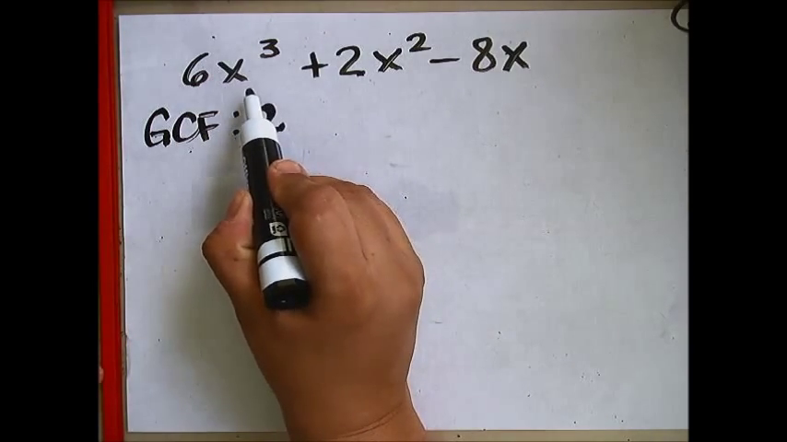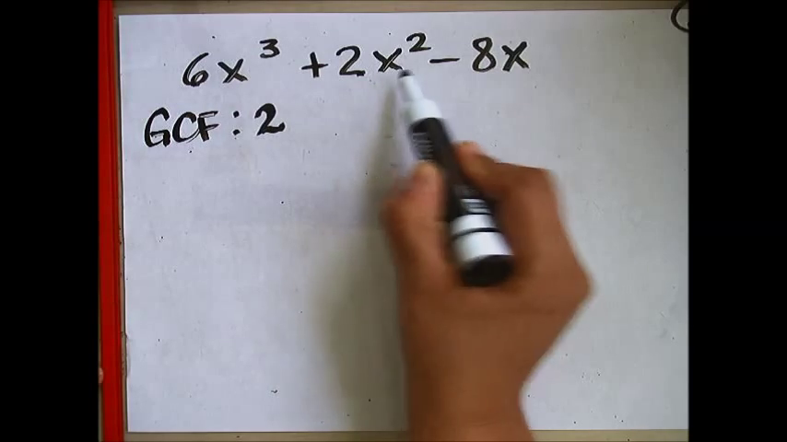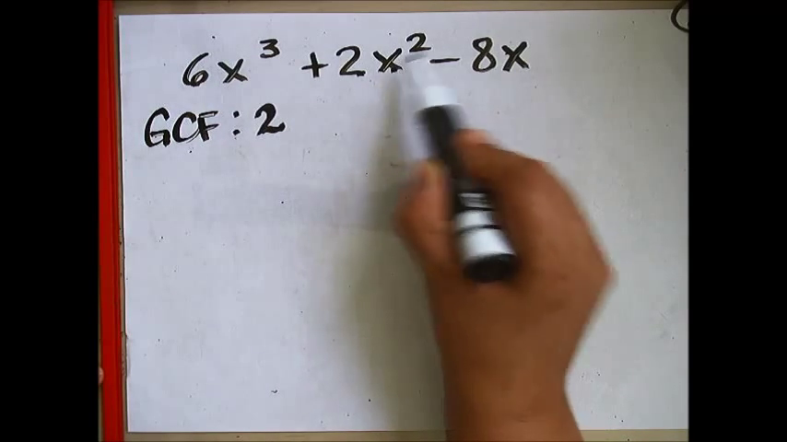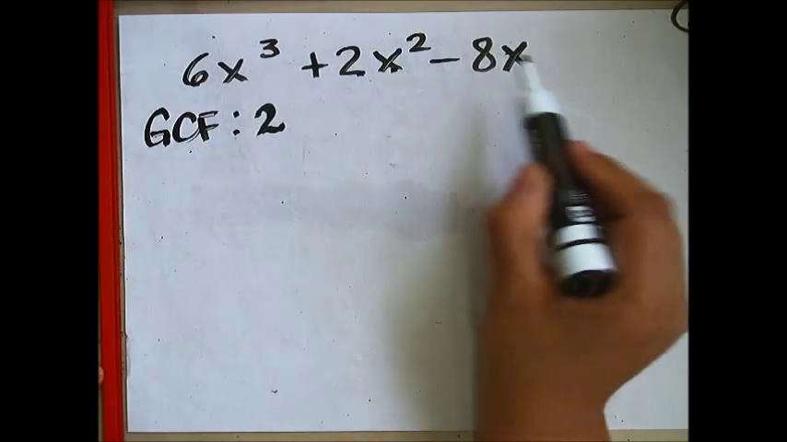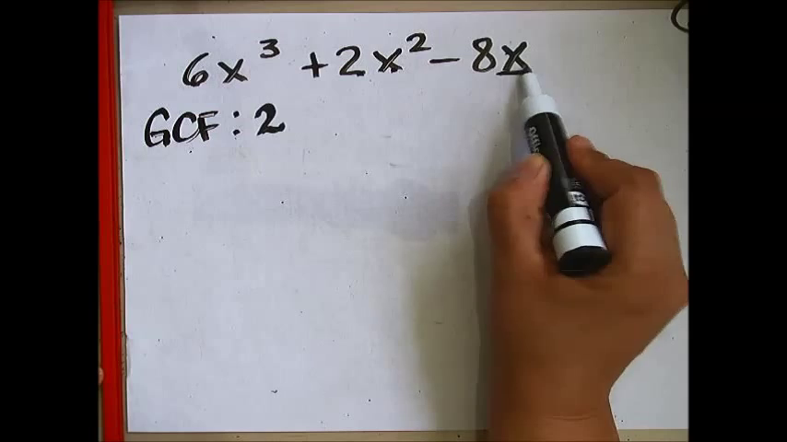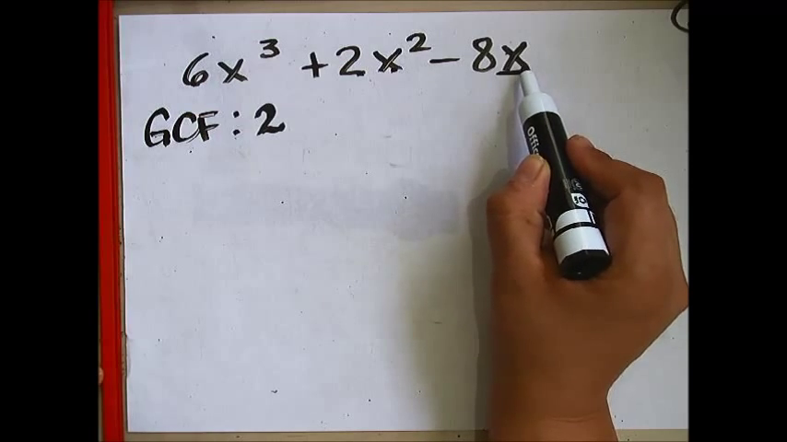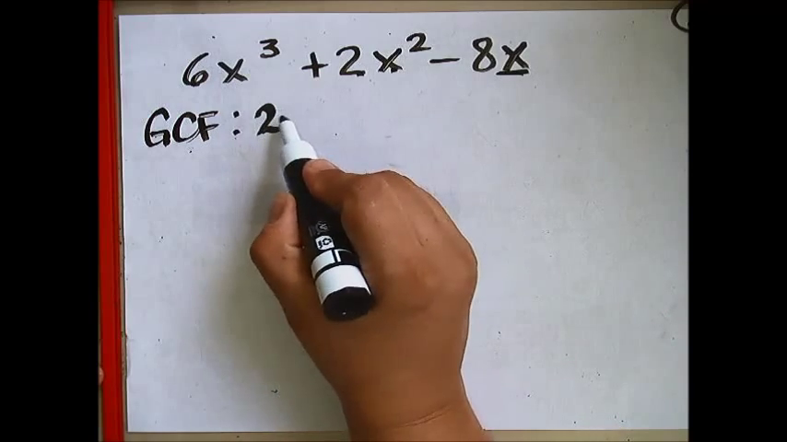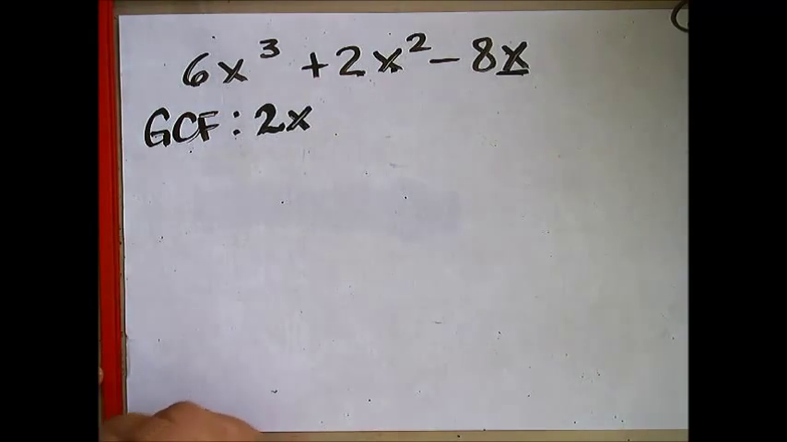Now for the exponents, I have x to the third, x to the second, and x. So I can't fit x squared into x, and I can't fit x squared or cubed into x. So the largest exponent that I have that could go into every single one of these would be to the first power. So 2x is my greatest common factor.